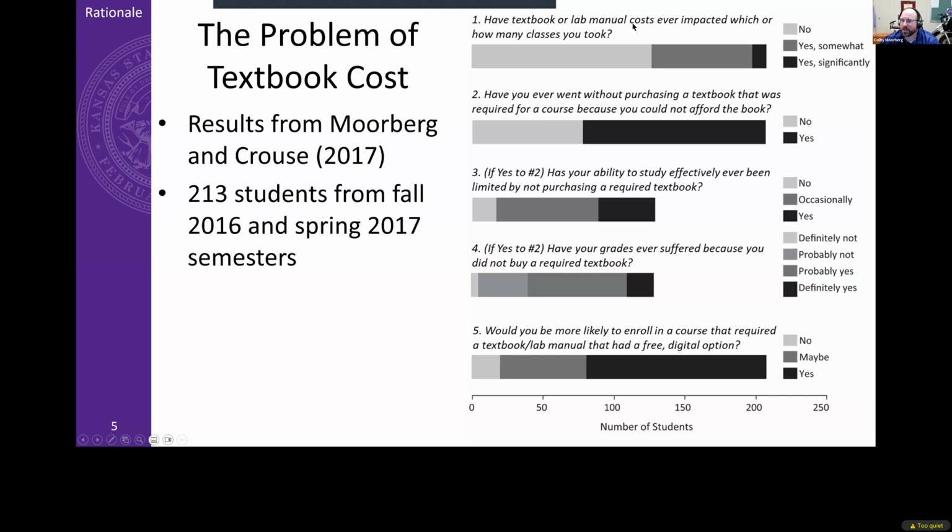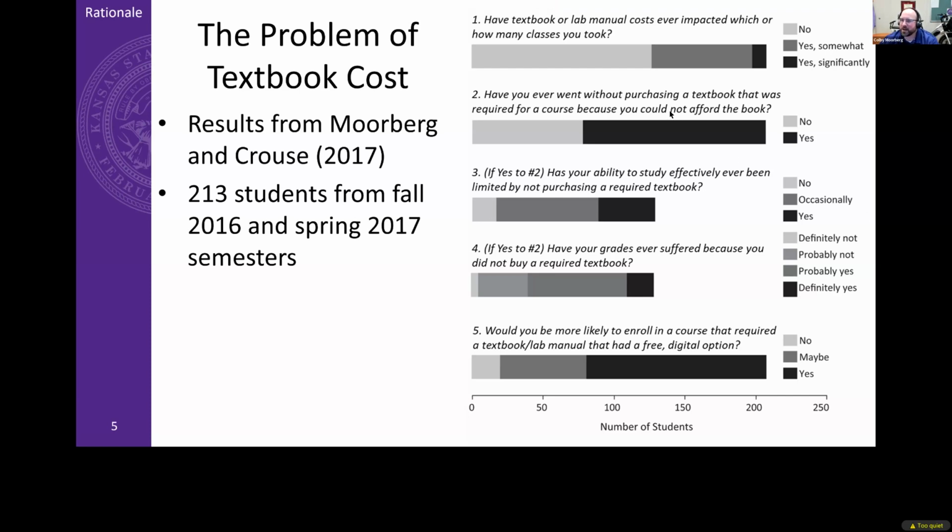This top stacked bar chart shows the question: have textbook or lab manual costs ever impacted which or how many classes you took? So are they decreasing how many classes they're enrolling in for a given semester based just on the cost of these ancillary materials? A good portion of them said that yes, it somewhat impacted it, or yes, it significantly impacted how many classes they enrolled in. That potentially means that students are actually taking longer to graduate. So there's an opportunity cost baked into just the course materials for their classes.